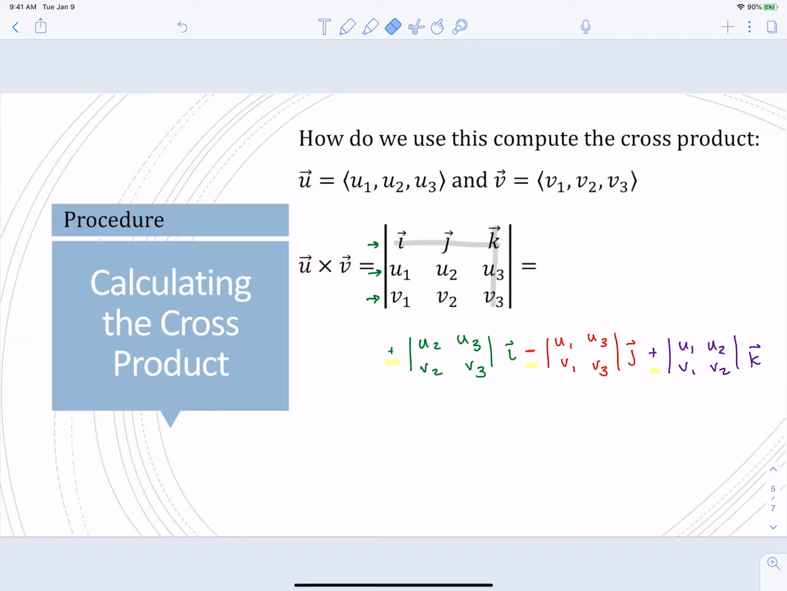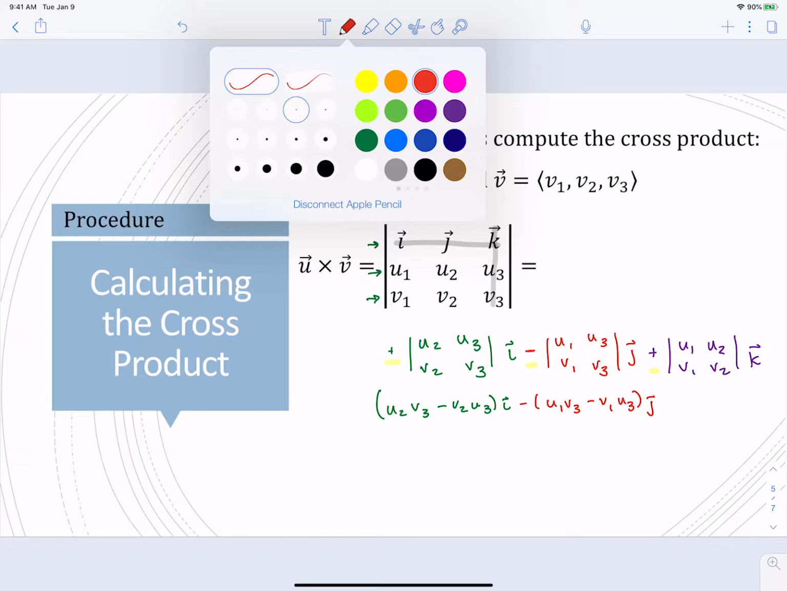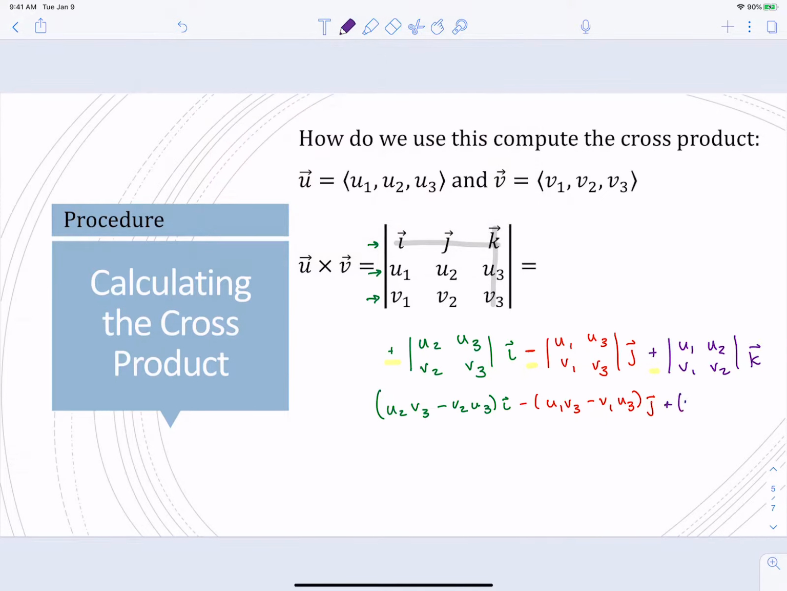And so, this does end up being u2 times v3 minus v2 times u3, and that's going to be our coefficient for i, and then minus u1 v3 minus v1 u3 j, and that's our coefficient for our j component, and then plus u1 v2 minus v1 u2, and that's our coefficient for our k component. So this is going to give us our new vector that's perpendicular to those original two.